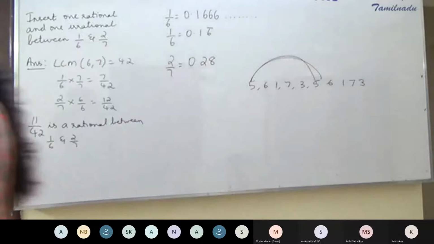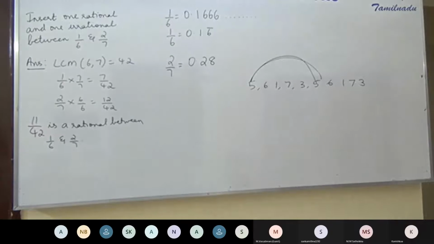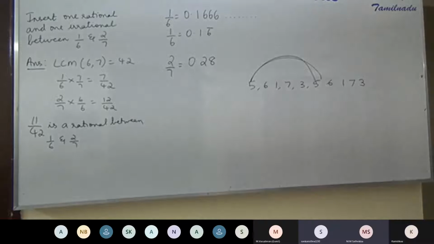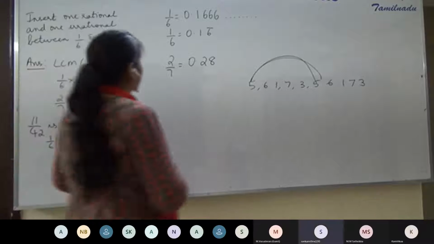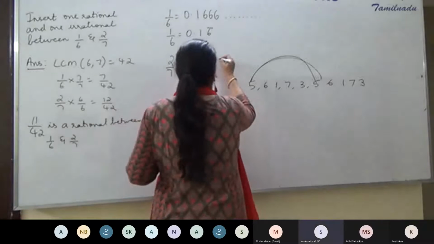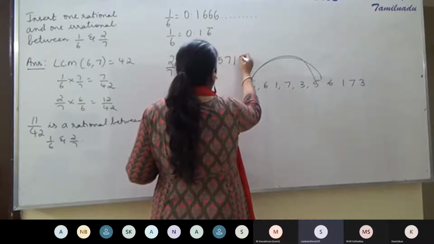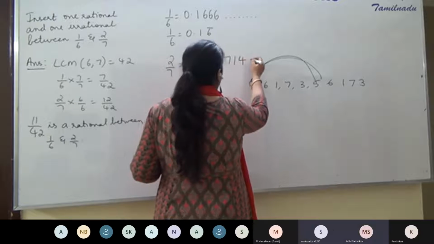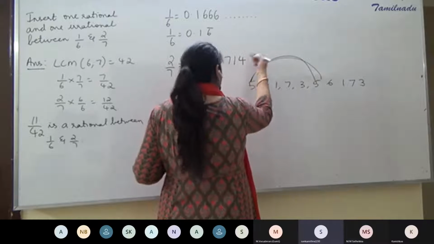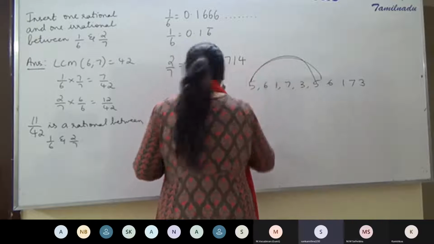Now tell me the decimal expansion correctly. 0.285714. 57142. 0.28. 0.285714, 1, 4. Again 2. It repeats, ma'am.